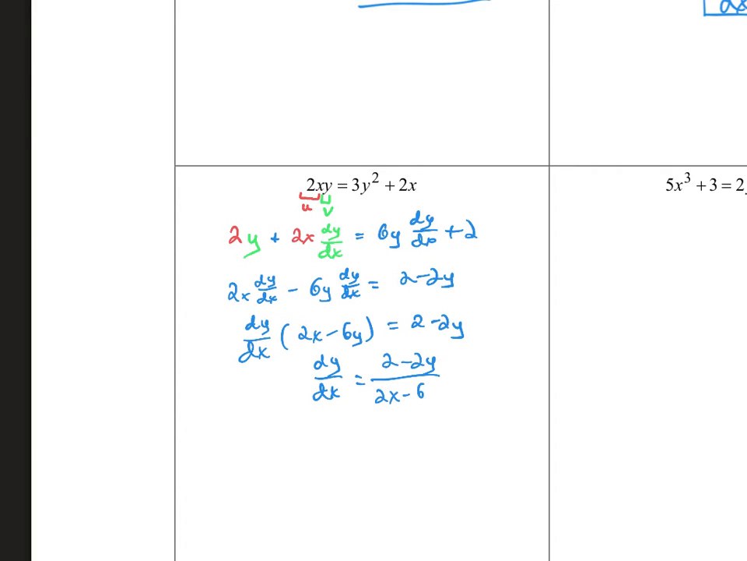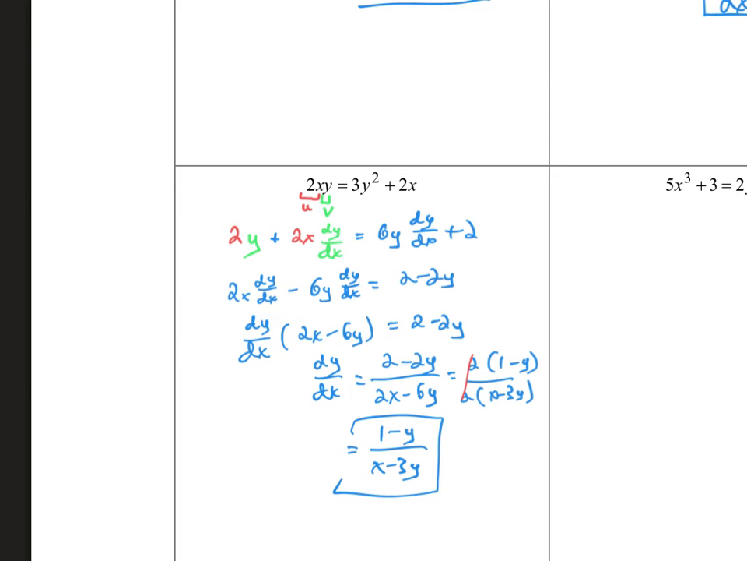And that is our derivative, but not quite, because today is a day that ends in y. So we're going to go ahead and factor out a 2. And now we're going to say goodbye to that 2. Goodbye, 2. And we have 1 minus y over x minus 3y. And that is our dy over dx.